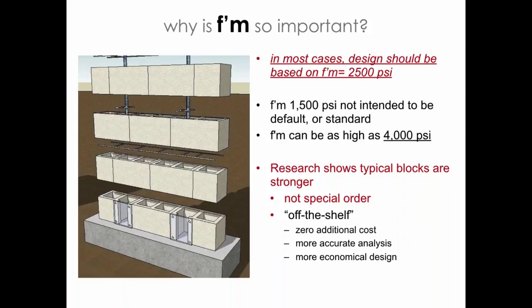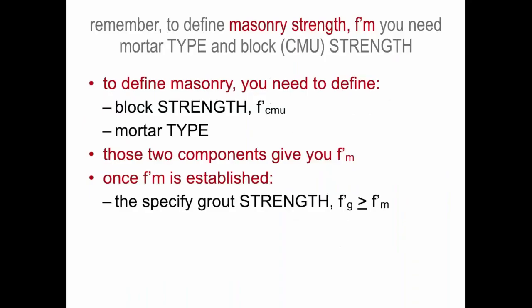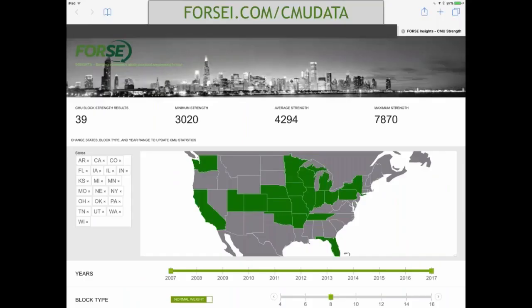We just need to know where your block's coming from, know what mortar you're specifying, right? It's pretty easy. You know what block strength you have, you know what mortar you're specifying, and we can establish the appropriate F'm. It is higher than 1,500. And so, again, I keep filling up this database more and more.